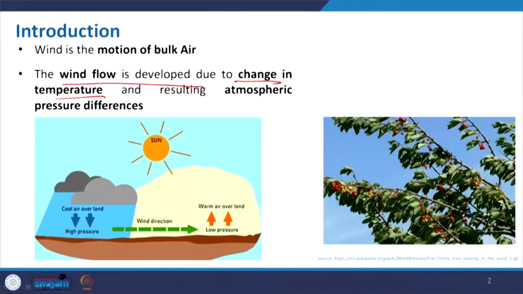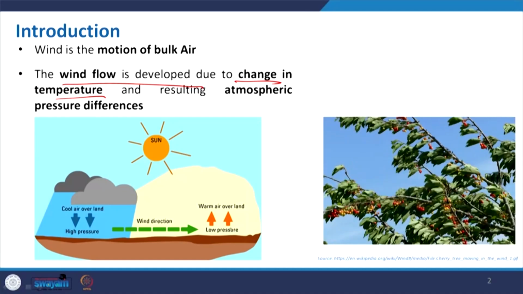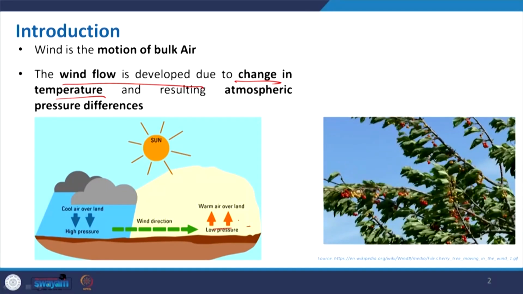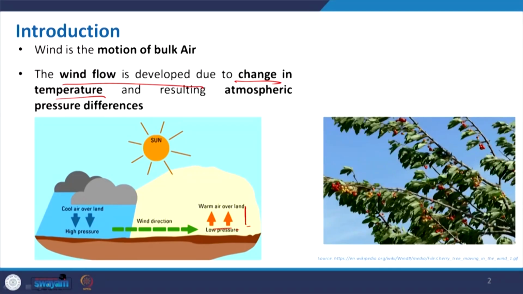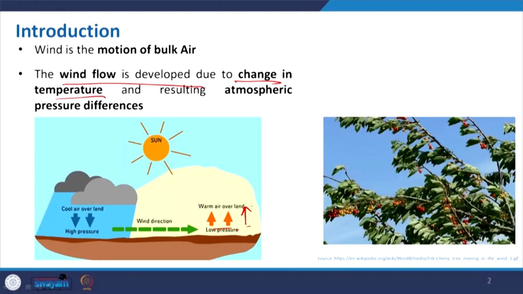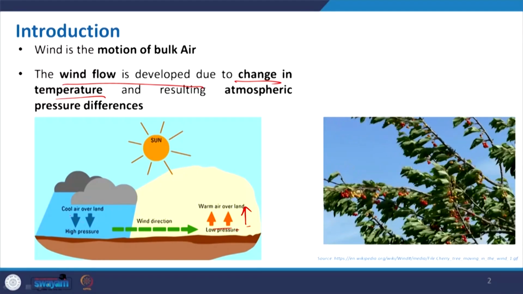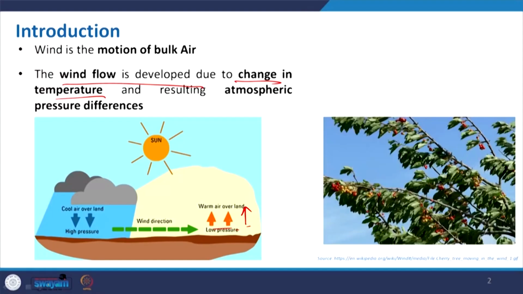Here you can see the same: due to the sun, the warm air at the lower surface gets warm and creates a low pressure zone, and there is a tendency of movement from high pressure to low pressure. So, cool air will come in, and that will create this particular wind.